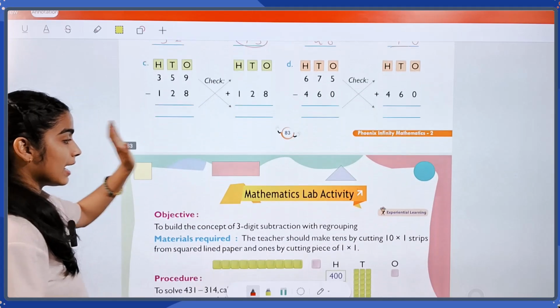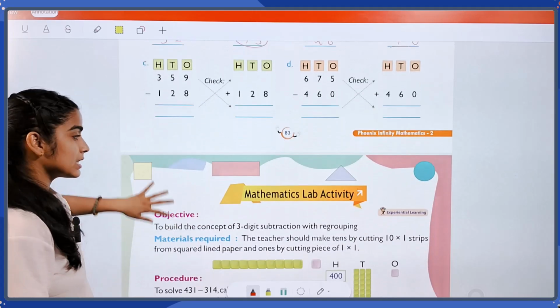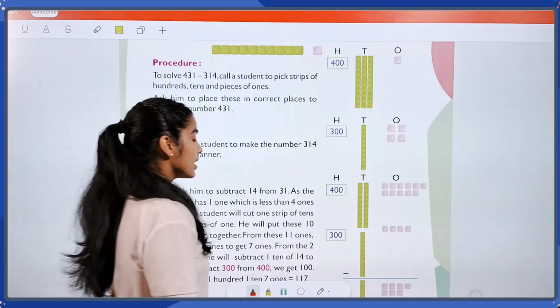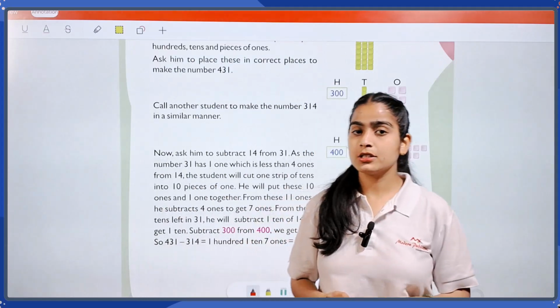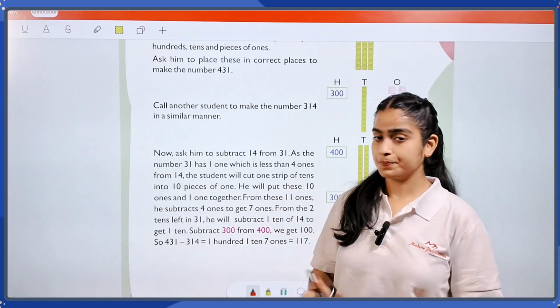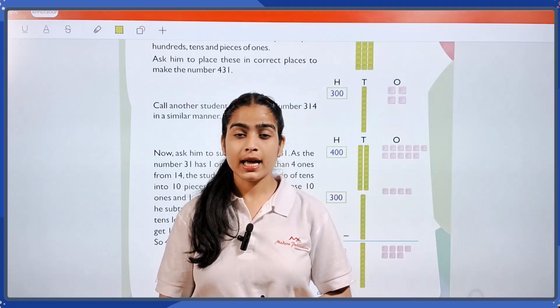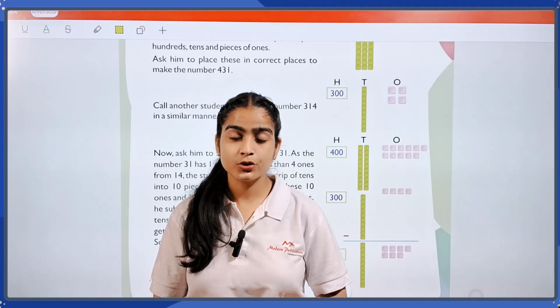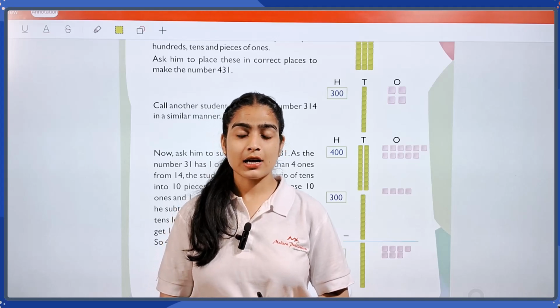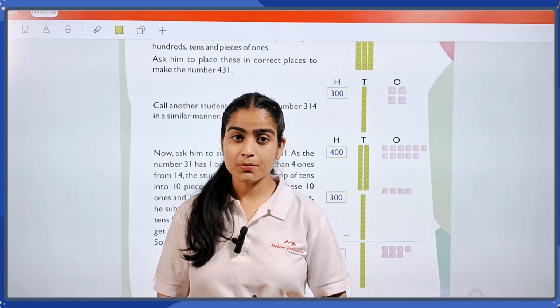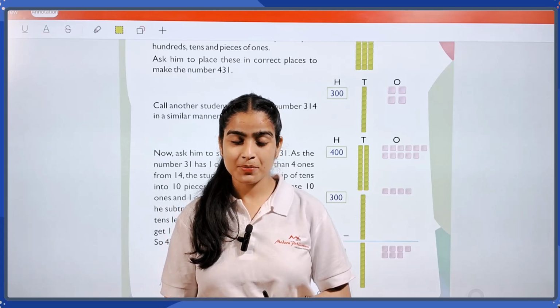And with that, at the end of the chapter, you have your mathematics lab activity which you have to perform in your labs. After this, you have completed this chapter. So students, I hope you understood this chapter very well and now you are ready to move on to the next chapter. I'll meet you in your next class with a new chapter and a new concept. Till then, bye bye. Have a good day.